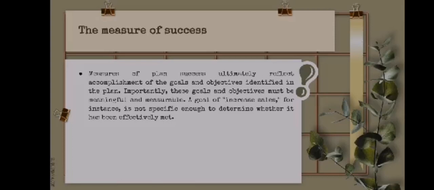The measure of success. The measure of a plan's success ultimately reflects accomplishment of the goals and objectives identified in the plan. Importantly, these goals and objectives must be meaningful and measurable. A goal of increased sales, for instance, is not specific enough to determine whether it has been effectively met.